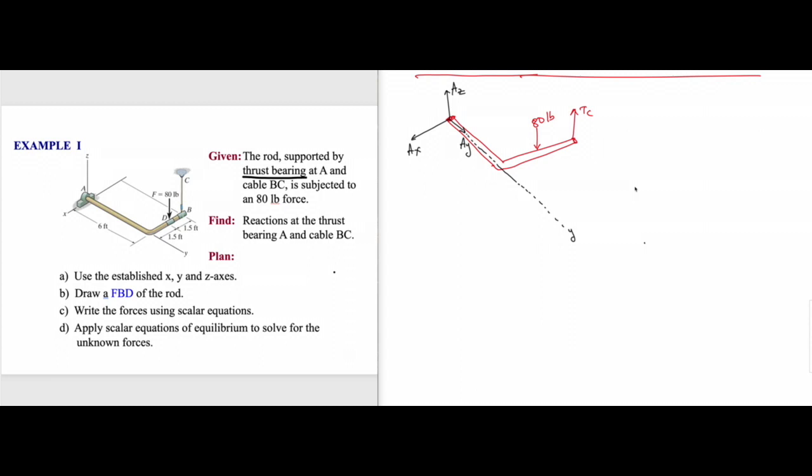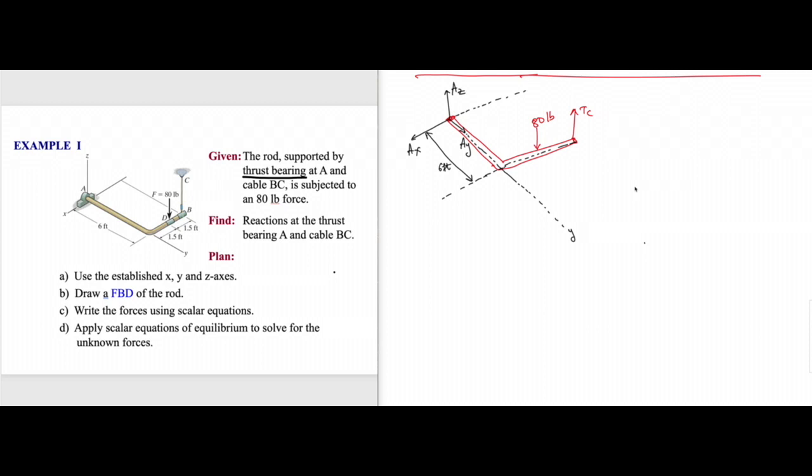Then we have the dimensions of this given as well. The 80-pound force and TC, if you observe carefully, they're being applied 6 feet. So 80-pound force is 6 feet away from x-axis. Even TC, that is 6 feet away from x-axis.